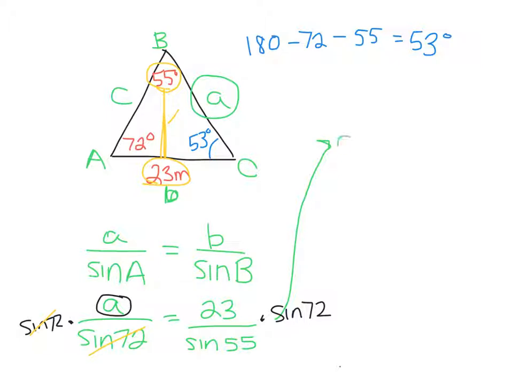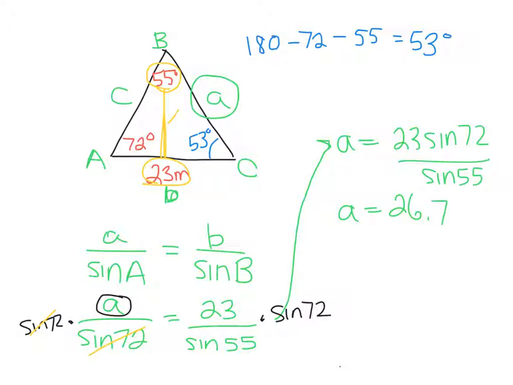And I'll just be left with A equals 23 sine 72 over sine 55. So 23 sine 72 over sine 55. And if I use my calculator to figure out what that is, it's about 26.7 meters. So that's how long side A is. So that's the sine law.